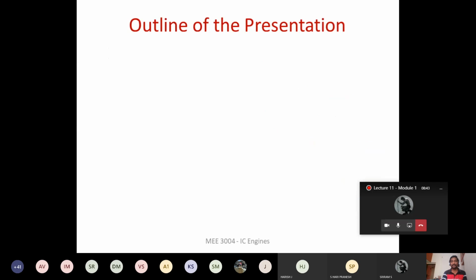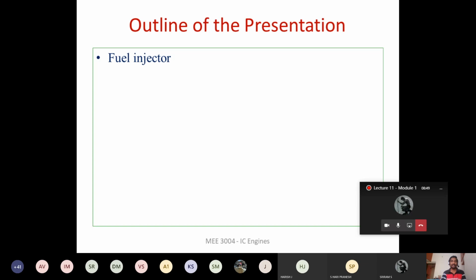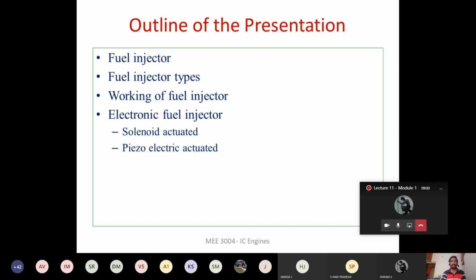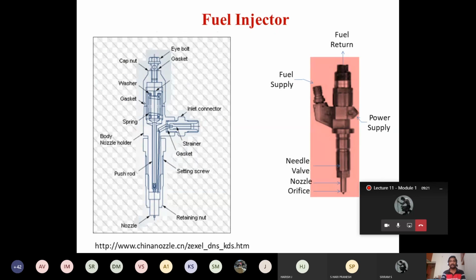Okay. So in today's lecture, this is the outline of the presentation. The agenda is like this. We'll start with a simple diagram of a fuel injector for a CI engine. Then we'll discuss fuel injector types, different types of fuel injectors, and the working of a fuel injector. And coming to the electronic fuel injector, we have two different types of electronic fuel injectors. One is actuated by a solenoid valve and the other one is actuated by the piezoelectric effect. Okay. So today's lecture is going to be simple, and this is the last lecture for module 1.